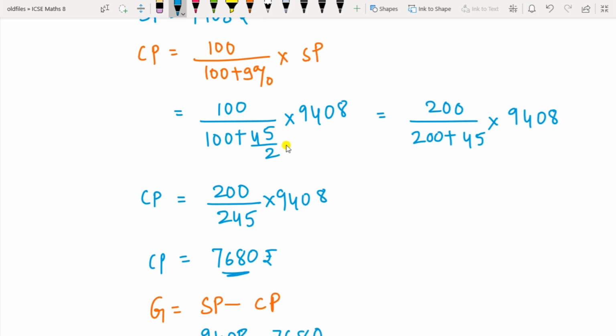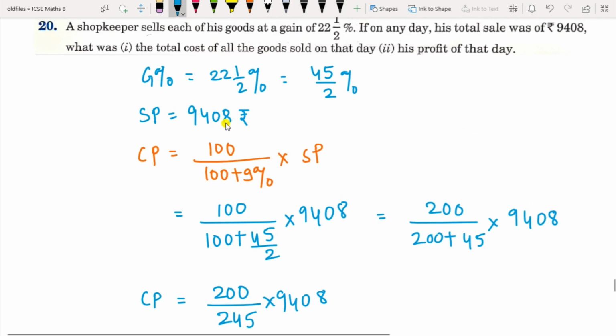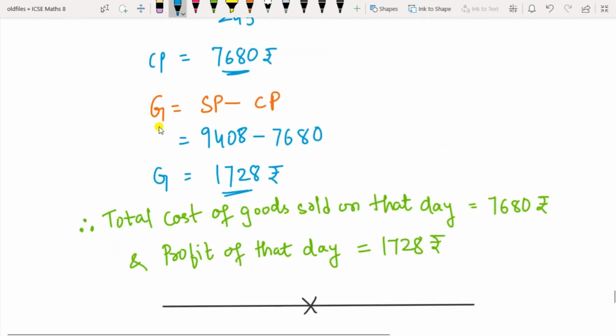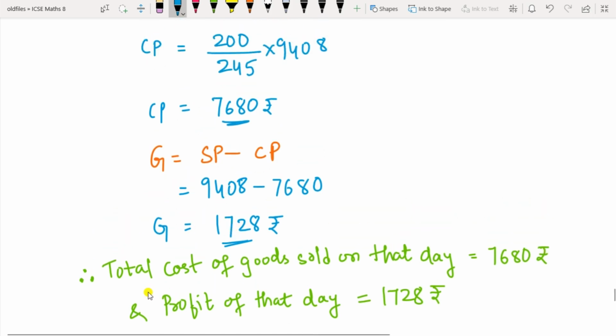You now know how to find the fraction. So, that was 22.5, so it is 45 by 2 in improper fraction, and take the LCM of 2 here and multiply by 2 in the numerator. So, it will be 200 upon 200 plus 45. So, the cost price comes out to be 7,680 rupees. Now, this is the cost price and see the selling price here. Comparing those two quantities, it is gain. So, gain is 1,728 rupees. Here they have asked only the profit, not the profit percentage. So, the total cost of the goods was 7,680 and the profit of that day was 1,728.